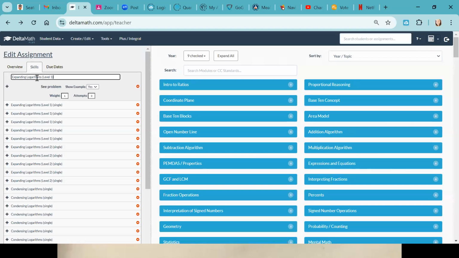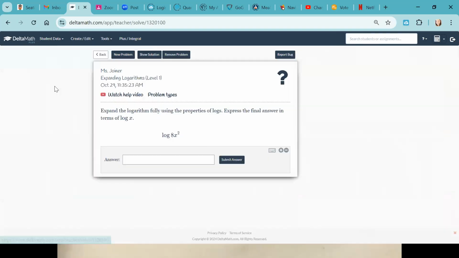Okay, let's just do the first one together, but I feel like you could do it even without my help. How are the 8 and the x squared combined? Are they multiplied or divided? Multiplied, then how do I split them up? Plus or minus? Plus. So this is going to be, type it into your thing, log 8 plus.